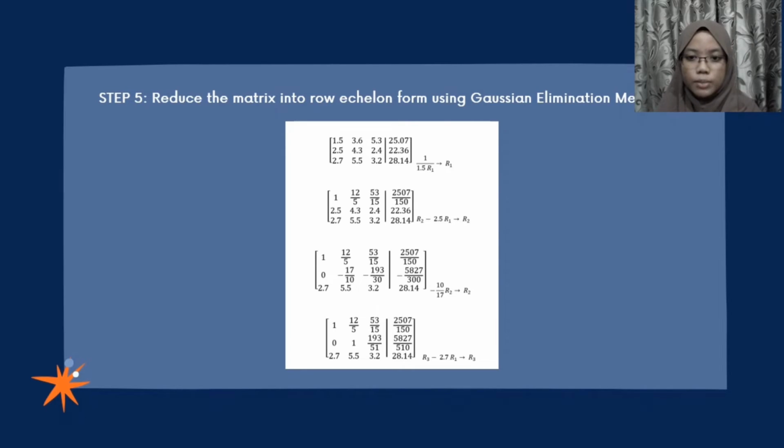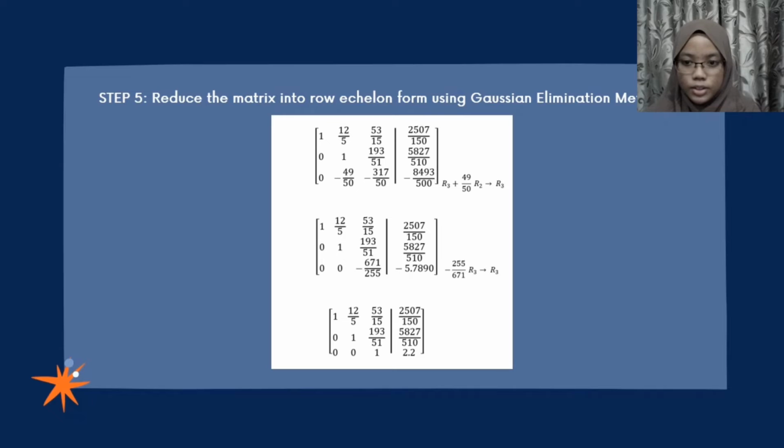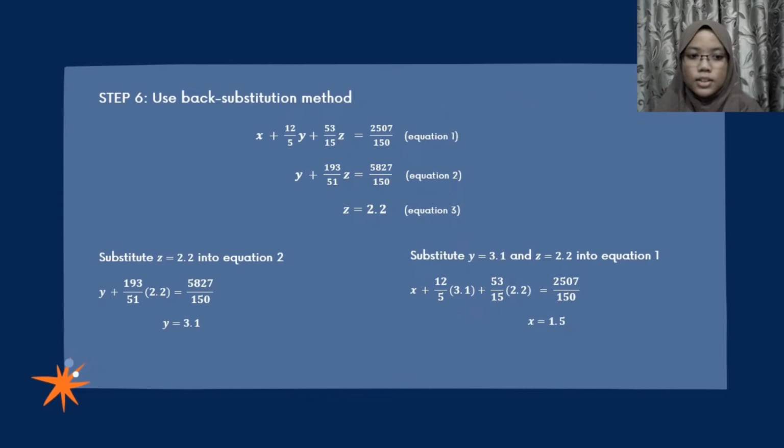We can reduce the matrix by interchanging two rows, multiplying one row by a non-zero constant, or adding a multiple of one row to another row. After we reduce the matrix, we will get the result as shown in the slide, with each column containing a leading one. Step 6, use the back substitution method to solve the matrix.